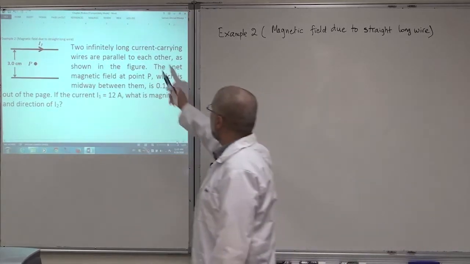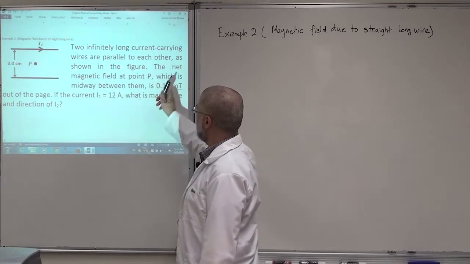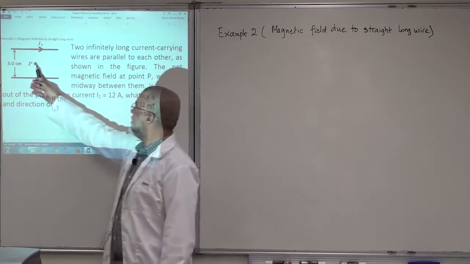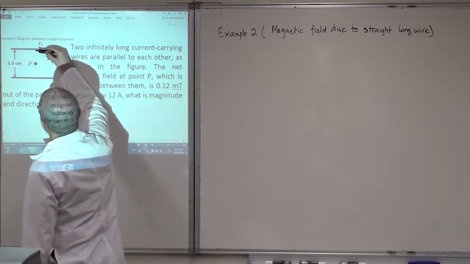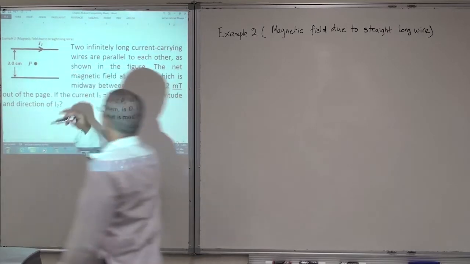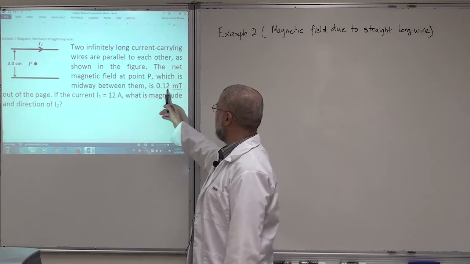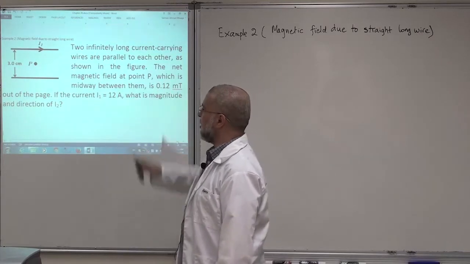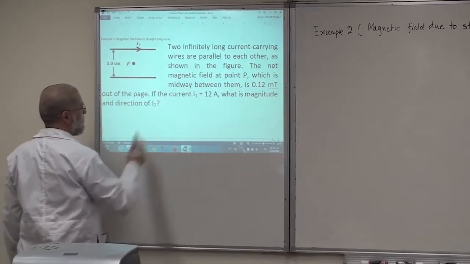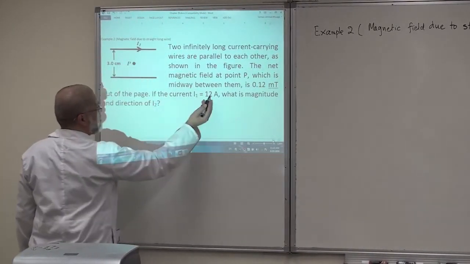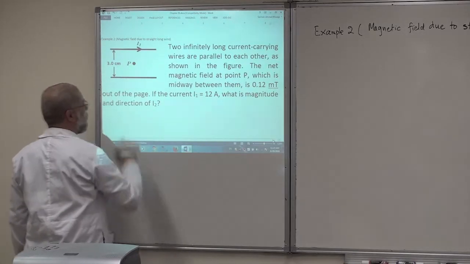The wires carrying current are parallel to each other, as shown in the figure. The net magnetic field at point P, which is midway between them, means this is 1.5 centimeters and this is 1.5 centimeters. The whole distance is 3 centimeters. The magnetic field midway between them is 0.12 millitesla and out of the page. So the net magnetic field is out of the page. The current I1 here is 12 amperes. What is the magnitude and direction of I2?